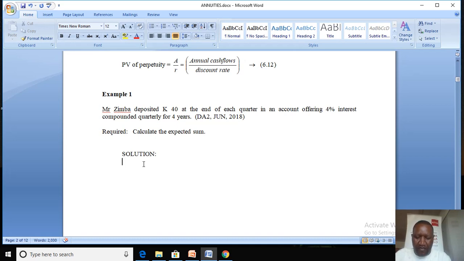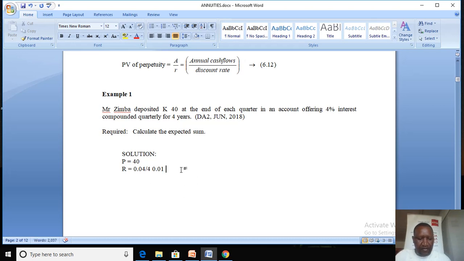So we have P, which is the annuity itself, the amount paid in the account each period, and that annuity is 40. We have R given also. R is 4%, which is 0.04. Now, because interest is compounded quarterly, our R will be divided by 4, and that will give us 0.01.